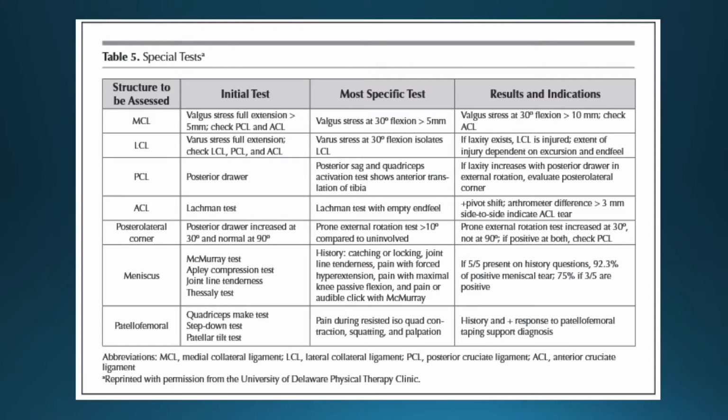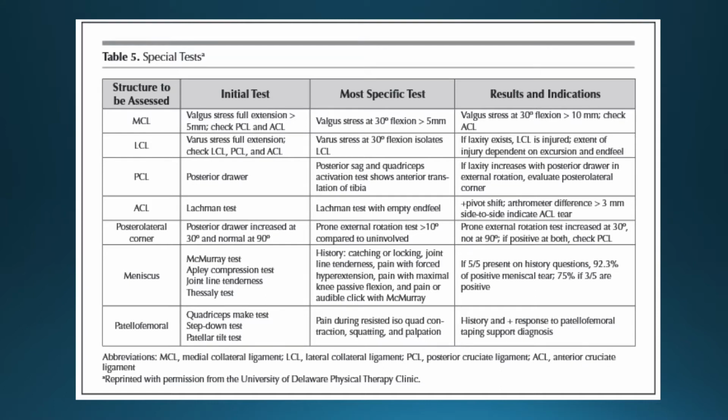So when looking at meniscal pathology, a meniscal pathology composite score has been devised. It's a combination of looking at 5 different tests or assessments. Those 5 things are the history of catching or locking, joint line tenderness, pain with forced hyperextension, pain with maximal knee flexion, and a pain or audible click with the McMurray test. It's been shown that there's a 93.3% positive predictive value when all 5 of these are present. That value goes to 75% when 3 of those are present.